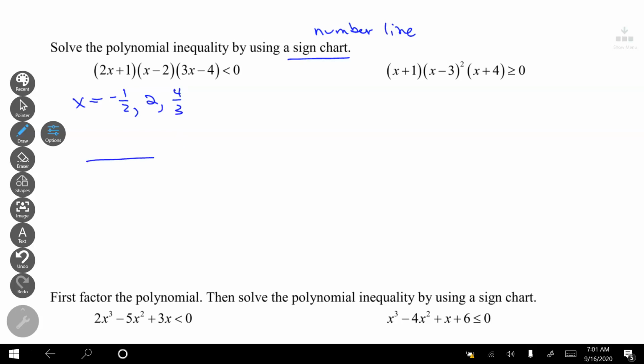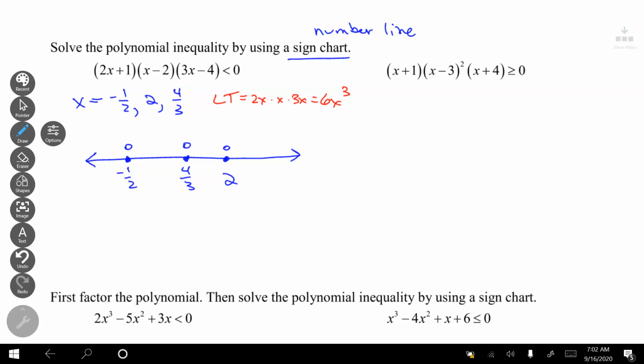So I'm going to make a number line, and I just have to put these in order. I don't care about the spacing. Negative 1/2, 4/3, and 2. And if you want, these are the zeros. I'm going to put little zeros above them. These are the x-intercepts or the zeros. And if I need to do my leading term for this problem, it would be 2x times 3x, which is 6x to the third.